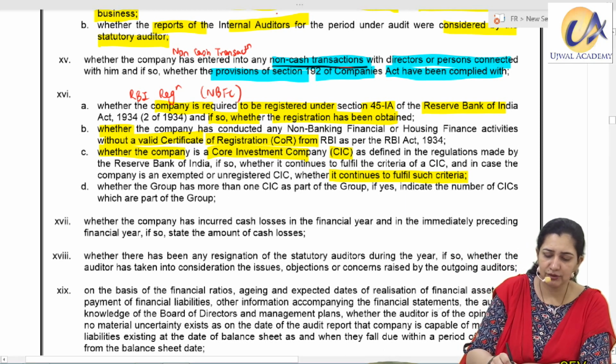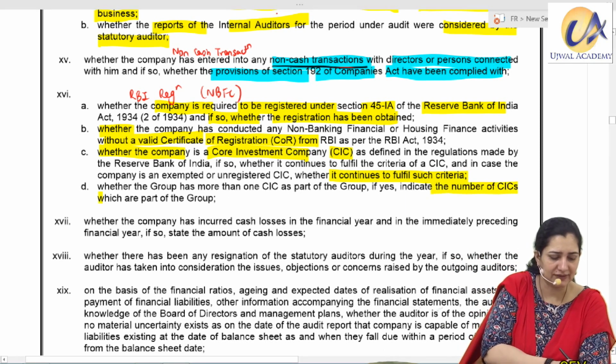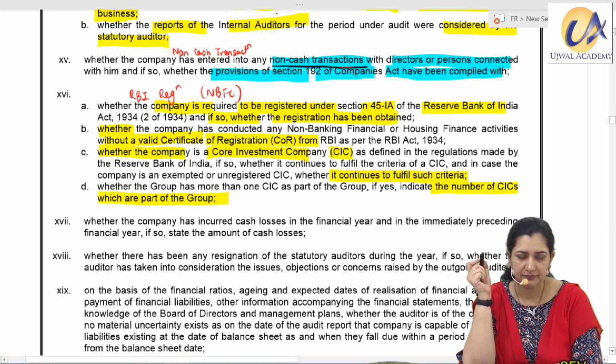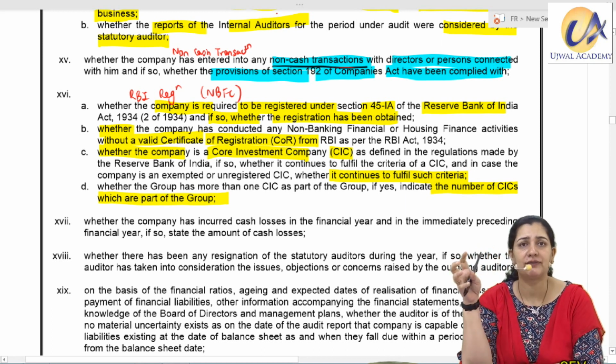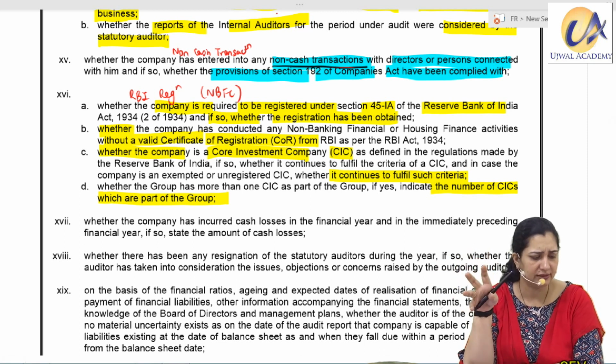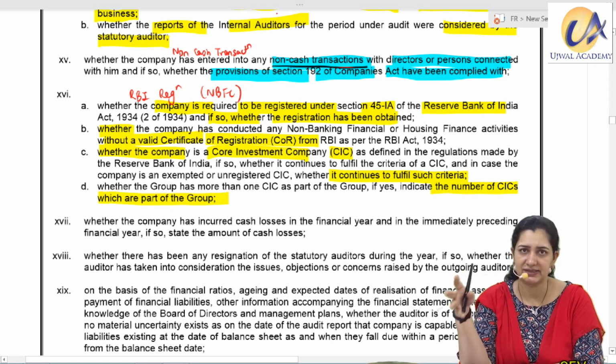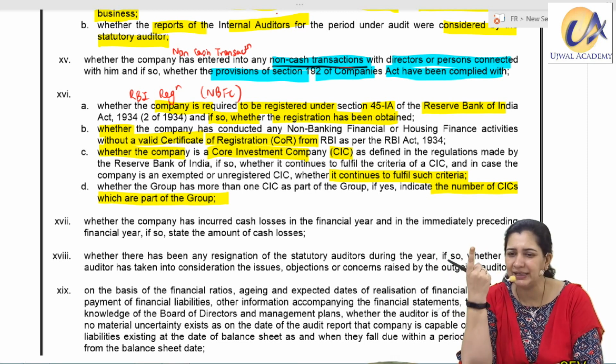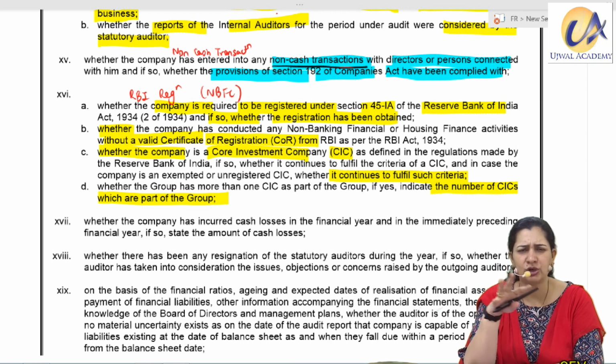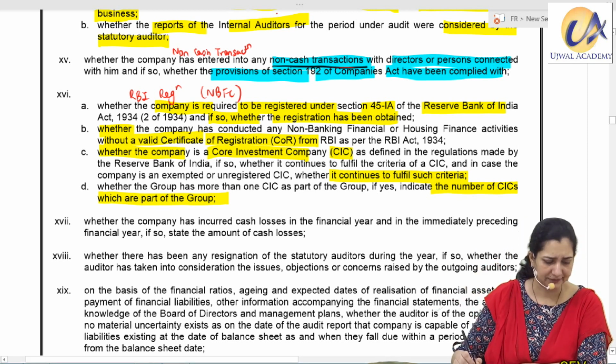If there are a number of CICs, that is core investment companies, in the group, you have to give the number of how many core investment companies are there. Okay. So again, this point will only be there if you are an NBFC. So that Nidhi company or NBFC point does not come in every company.